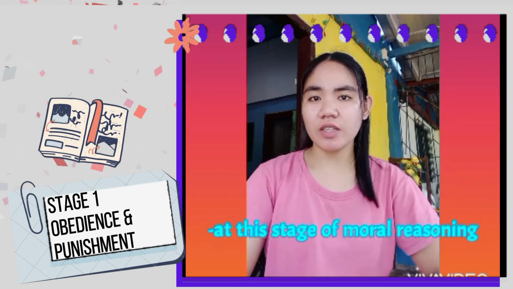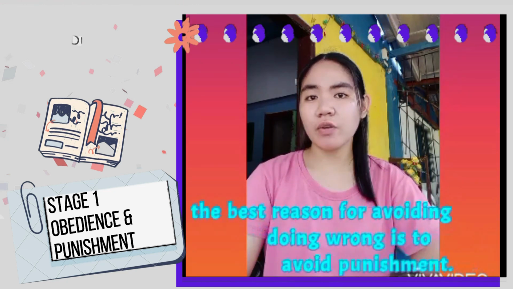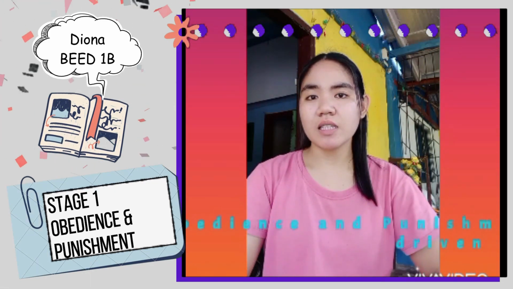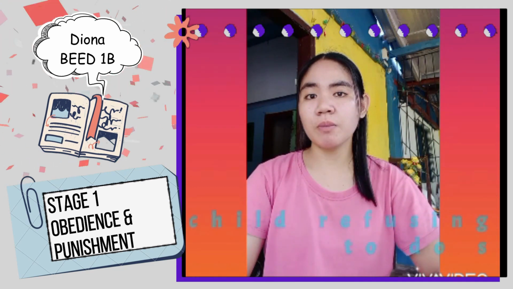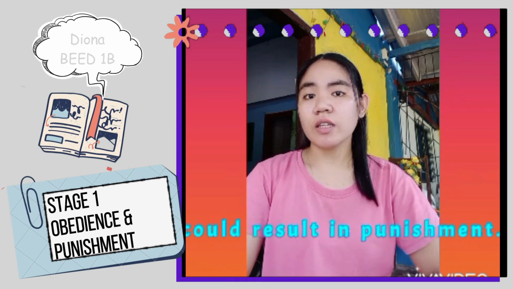At this stage of moral reasoning, the individual acts from the belief that if they do something wrong, they will be punished. So the best reason for avoiding doing wrong is to avoid punishment. An example of obedience and punishment driven morality would be a child refusing to do something because it is wrong and the consequences could result in punishment.